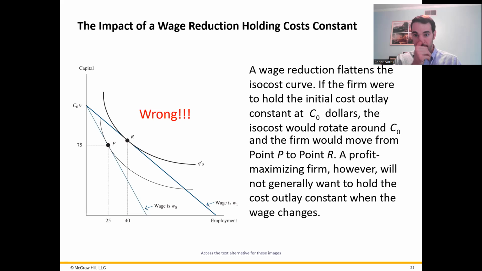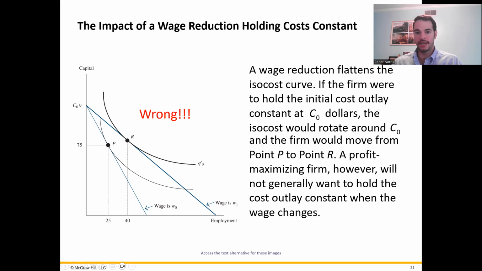So we're tempted to just simply shift the isocost line around the point C0LR, because if the firm chooses to produce without any workers, just relying on capital, the cost will be the same. However, in reality, this isn't the case. So this graph that we see here is not correct. It's not exactly what we're going to do.